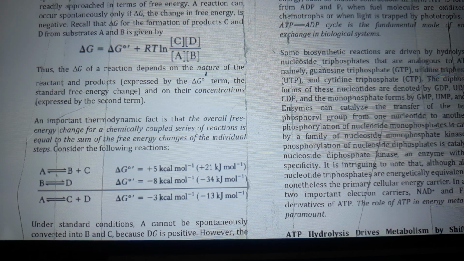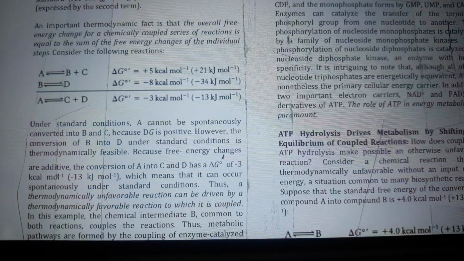An important thermodynamic fact is that the overall free energy change for a chemically coupled series of reactions is equal to the sum of the free energy changes of the individual steps. Consider the following reactions. A reversible B plus C, delta G0 prime is equal to 5 kilocalories. And B reversible D, delta G0 prime is minus 8 kilocalories. And the sum is A reversible C plus D, delta G0 prime is minus 3 kilocalories.